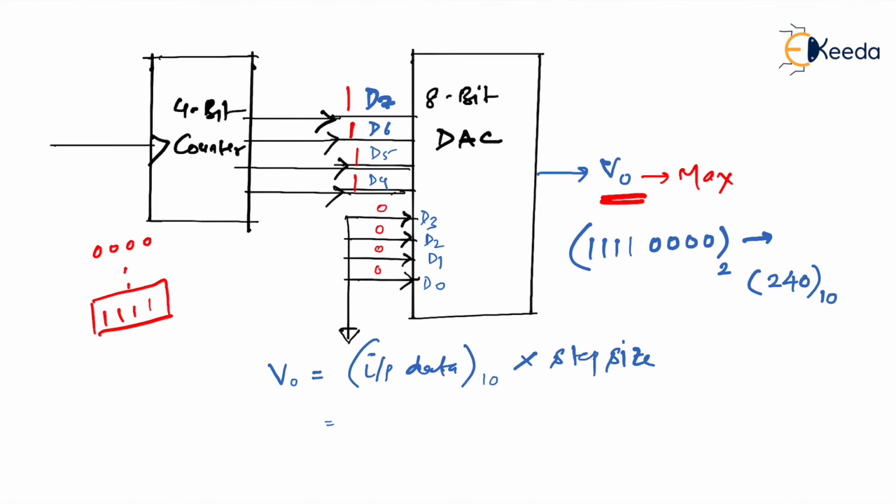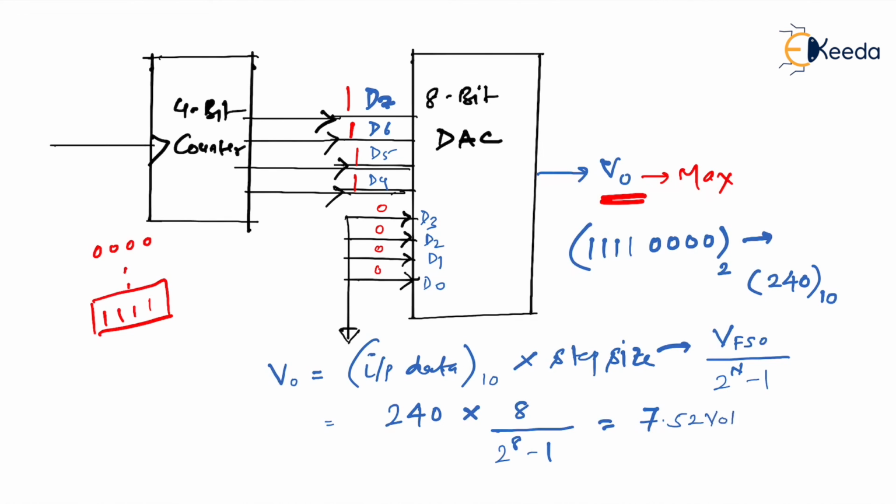So if you convert this into decimal, you will get 240 to the base 10. So now just substitute that, 240 to the base 10 multiplied by, how do we calculate step size? It is nothing but full scale output voltage divided by 2 raised to n minus 1. That is nothing but full scale output voltage divided by number of steps, and number of steps are given by 2 raised to n minus 1. So here it is 8-bit DAC with 8 volt as a reference value. So step size is 8 divided by 2 raised to n minus 1, where n is size of DAC. So I can say it is 2 raised to 8 minus 1. So if you calculate this, you will get output as 7.52 volt.